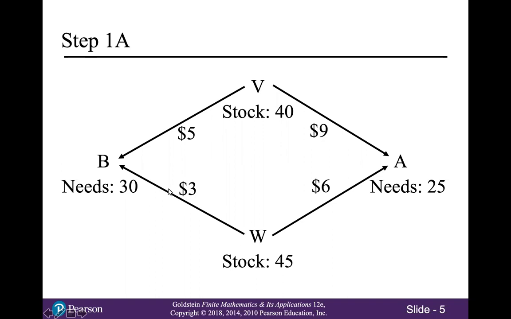It's only $3. So you start to think, okay, let's send all 30 TV sets that store B needs. We'll send those from warehouse W. The problem is that only leaves 15 TV sets left for store A, and they need a total of 25. So the other 10 have to come from the warehouse in V, and it's very, very expensive to ship TVs from warehouse V to store A. So we have to find a balance somewhere.